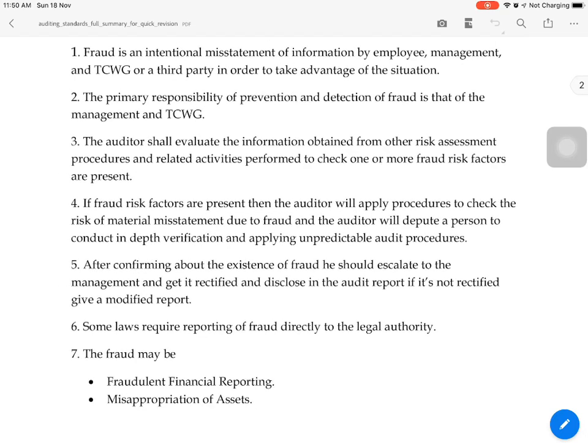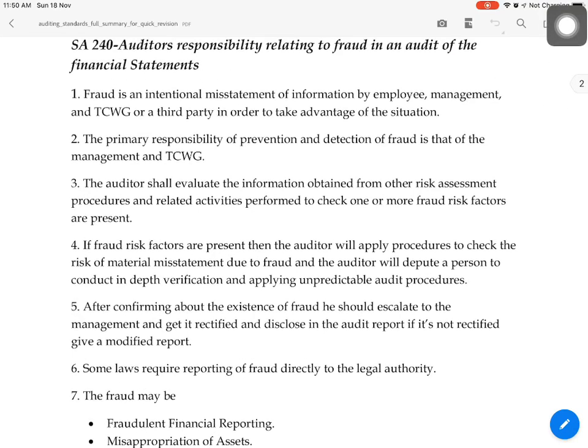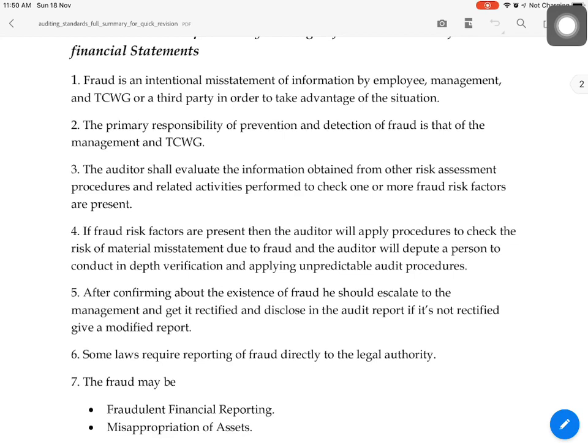Now, the objective of this SA is to identify and assess the risks of material misstatements due to fraud, that is SA 315, and obtain sufficient and appropriate audit evidence about assessed risks, right, which are dealt with by SA 500 and SA 299. 500 is audit evidence and SA 299 is responsibilities of joint auditors.